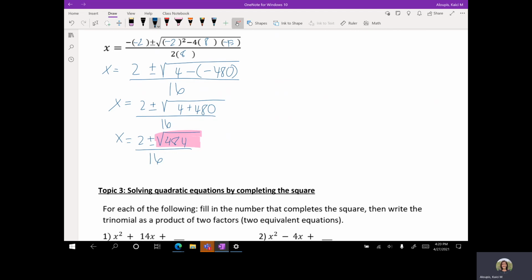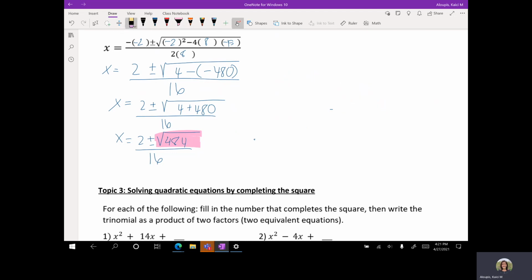If we don't remember what that means, what we're asking ourselves is what times itself will give us 484. So like the square root of 16 is either plus or minus 4, because 4 times 4 is equal to 16, and negative 4 times negative 4 is equal to 16. So we're asking ourselves, what times what is 484? You can use a calculator or you can ask Google, but the answer is 22 or negative 22.